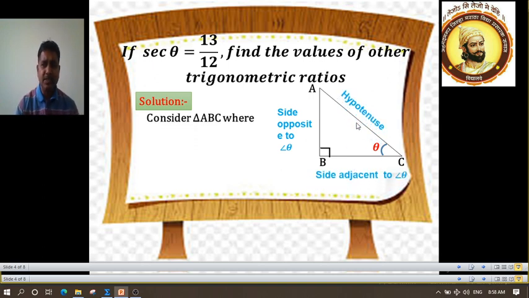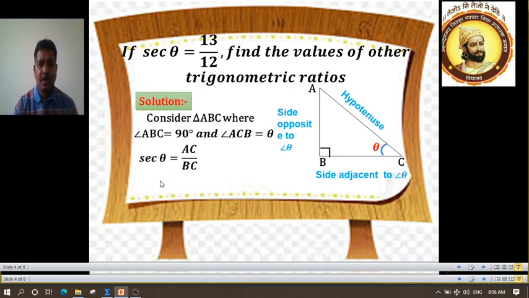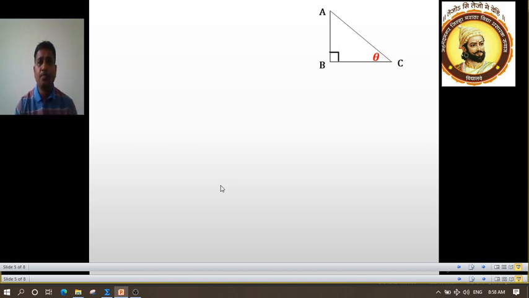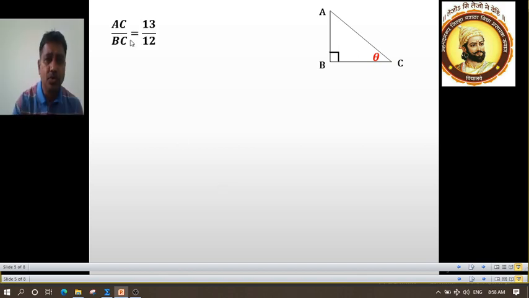So in triangle ABC, angle ABC is 90 degrees, angle ACB is equal to theta, and sec theta is equal to, what is the secant ratio? Hypotenuse upon adjacent side. Hypotenuse AC, adjacent side BC. So sec theta is equal to AC upon BC. But sec theta is given to be 13 upon 12. So comparing the right hand side, AC upon BC is equal to 13 upon 12.